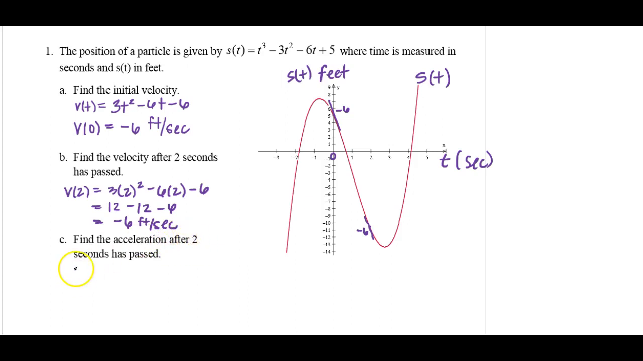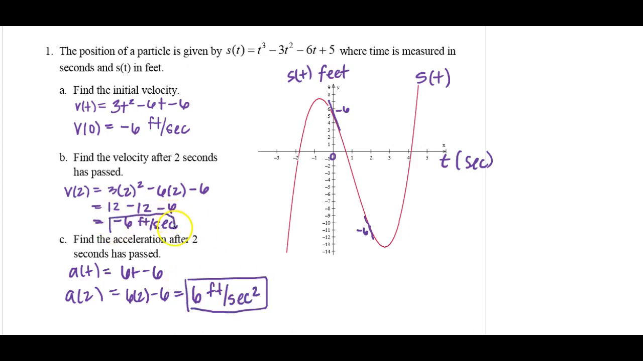And now in part C, find the acceleration after 2 seconds has passed. Well, I need the acceleration function. I need a of t. I need the derivative of velocity. So the derivative here would be 6t minus 6. And then we can just go ahead and substitute in 2. So a of 2, so 6 times 2 minus 6, 12 minus 6 is 6. And then my units are going to be feet per second squared.